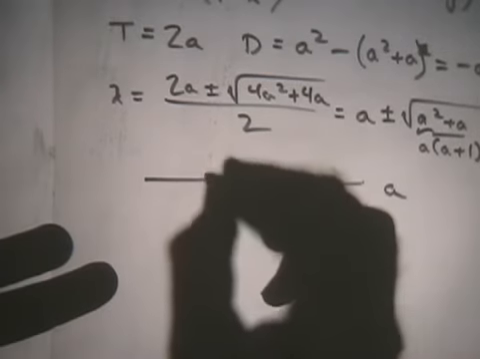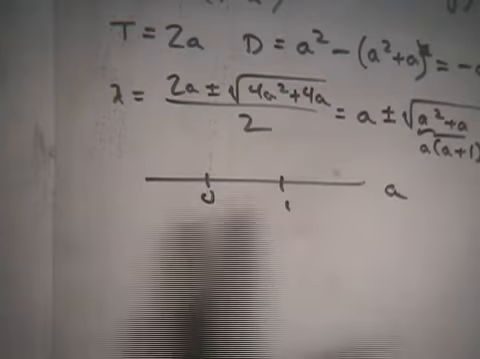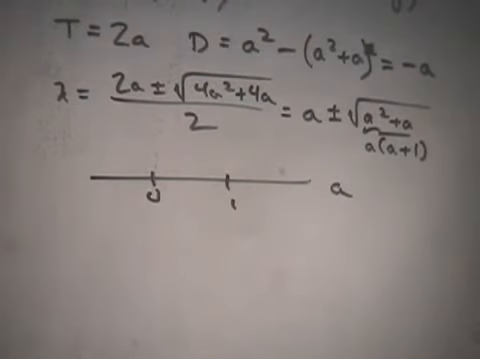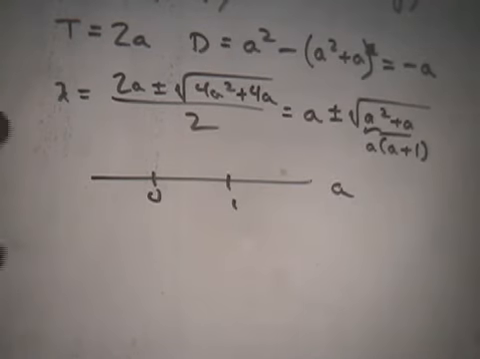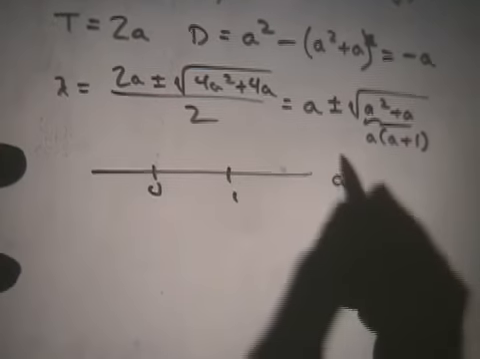It seems that 0 and 1 are possible bifurcation points, the values of A that make the thing under the radical equal to 0. Those are indeed bifurcation points, but let's think about it to be careful. What's going to happen with the eigenvalues? That's the key here.